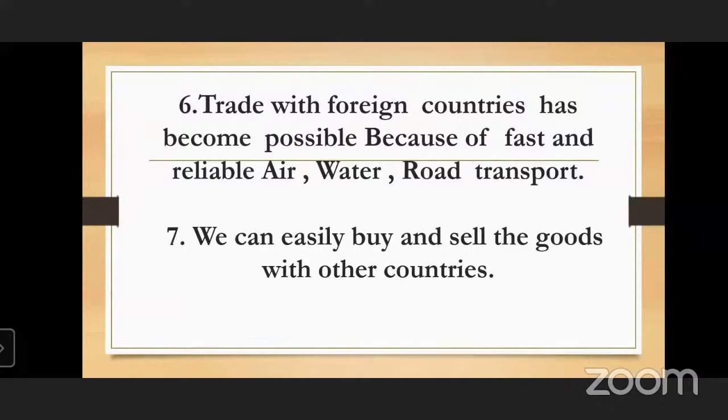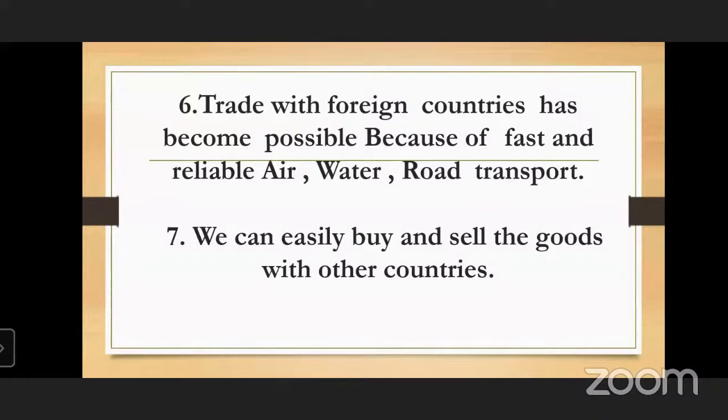Okay. Now, this trade in foreign trade, fast and reliable air, water, road transport. Yes, so we are trading with three mediums of transport, that is air, water, and road. And we are using all these transports in our daily life also. When we are traveling, that time also we are using train, bus, even ships also. Road transport, so we are using daily.